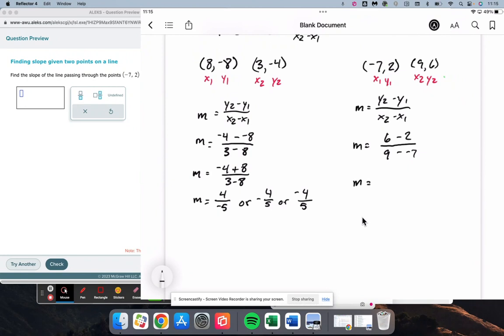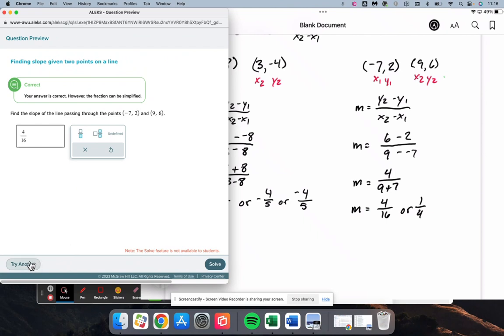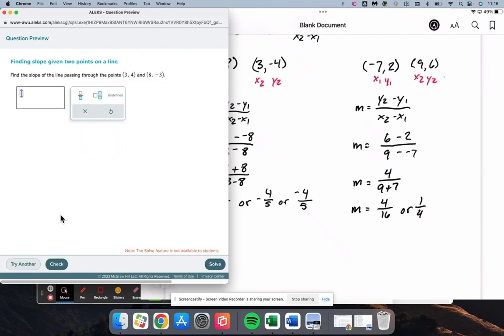And so we've got the slope is 6 minus 2 is 4. 9 plus 7 is how we're going to clean up the signs in the denominator there. We get 4 over 16, which simplifies to 1 over 4. Let's see if Alex will take 4 over 16. And it does. So you could put 1/4 as well. It's equivalent. We'll do a couple more.